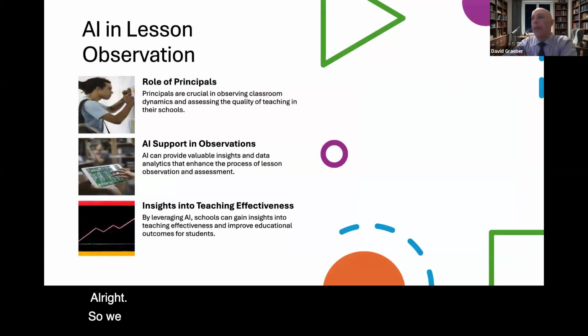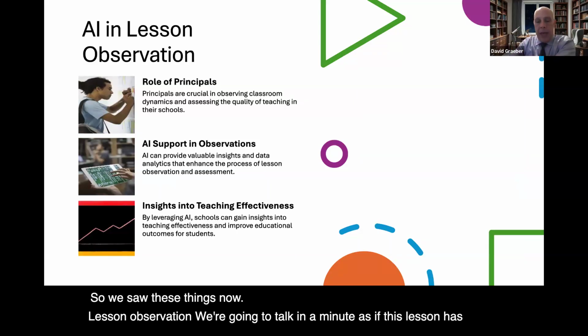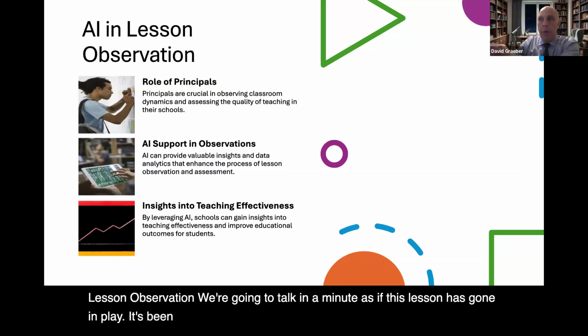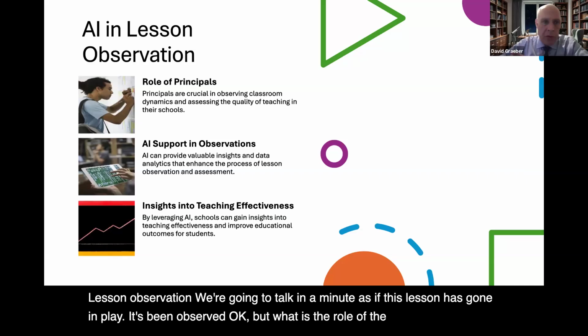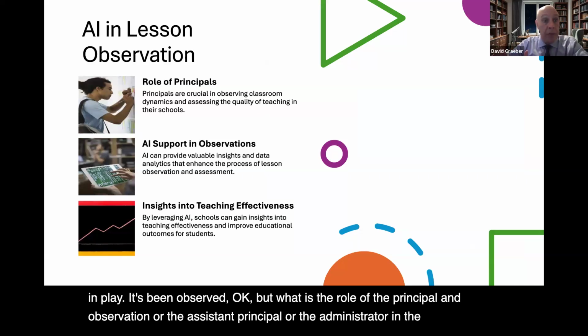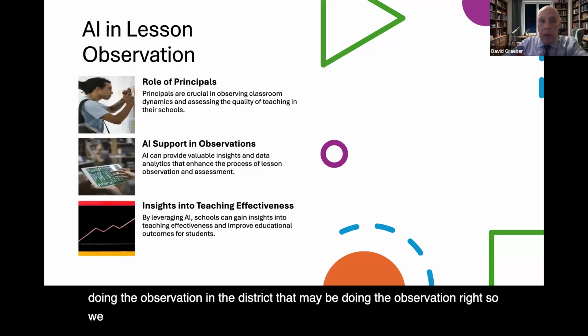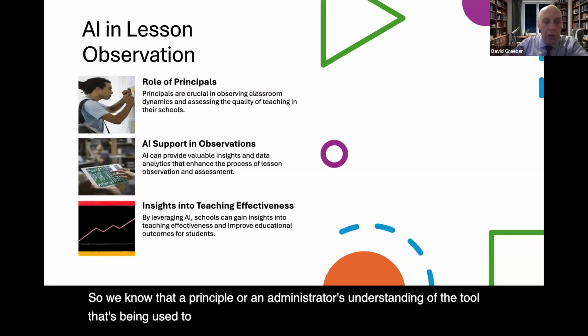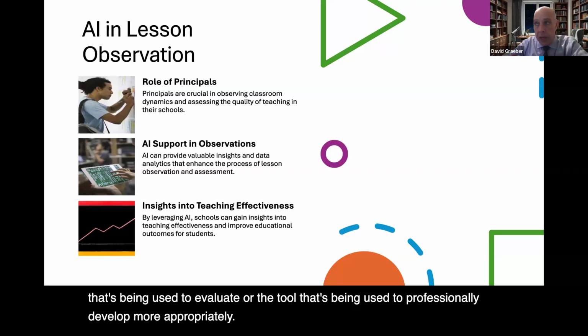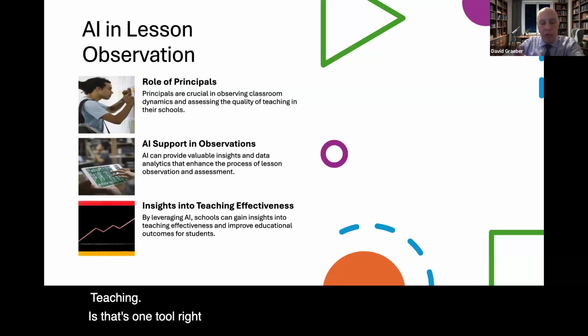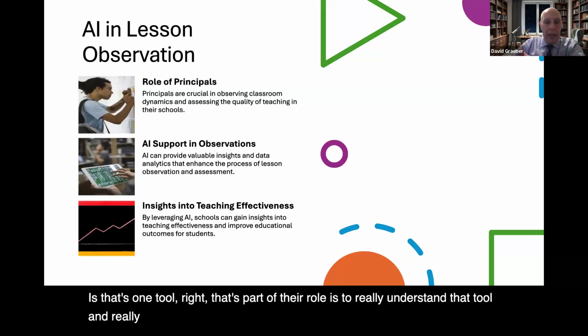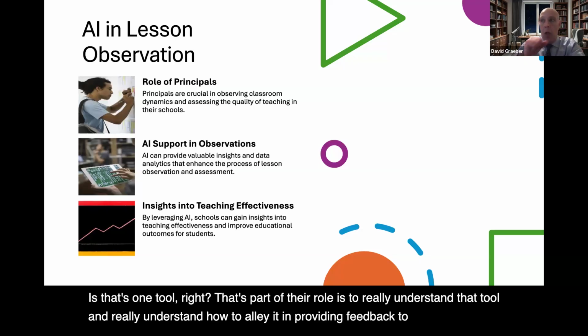So we saw all these things. Now, lesson observation. We're going to talk in a minute as if this lesson has gone into play and been observed. But what is the role of the principal, or the assistant principal, or the administrator in the building or the district that may be doing the observation? We know that a principal's or administrator's understanding of the tool being used to evaluate, or to professionally develop more appropriate teaching, is part of their role: to really understand that tool and how to apply it in providing feedback to improve teaching and learning.